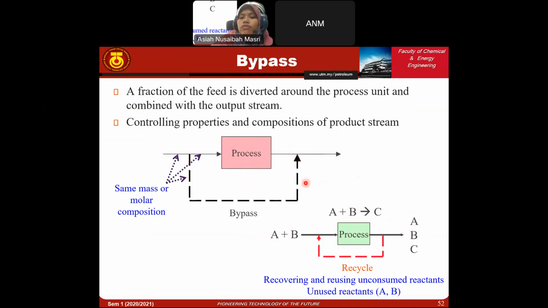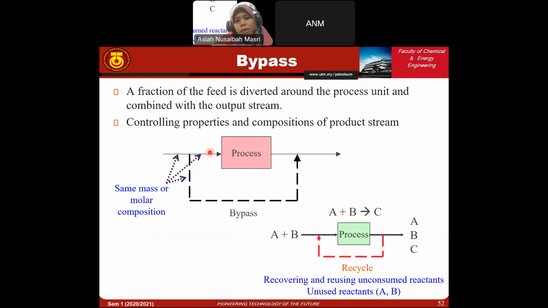Remember back for a splitter, remember the story, we have an orange juice in a jar. We want to distribute among you. One of you has a cup, some of you have a glass, some of you have a bowl. The taste of the orange juice must be exactly the same. So the molar composition or mass composition should be exactly the same for the feed and also in the bypass and the inlet stream. The one that will be different is the mixer.